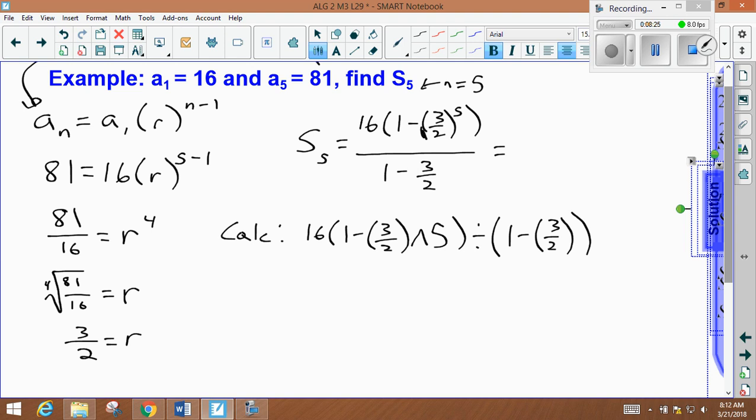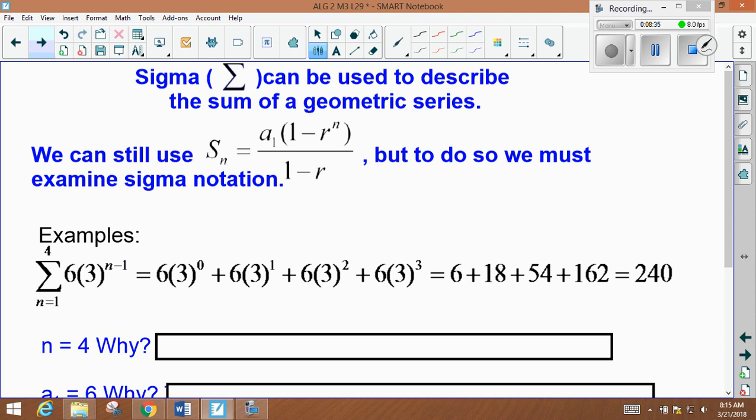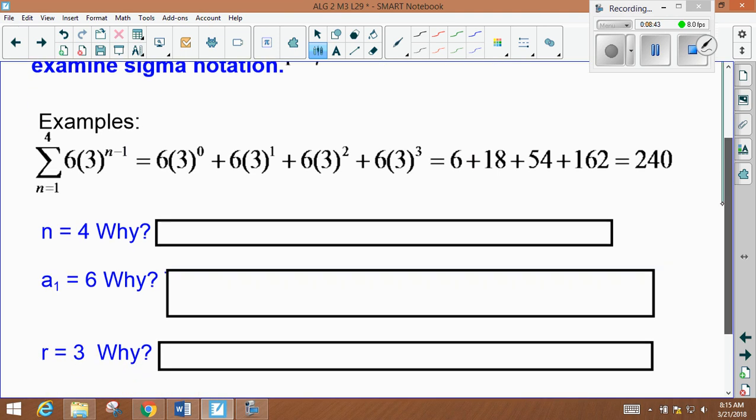You should get 211. This is all quite good. This stuff on the bottom is not good.